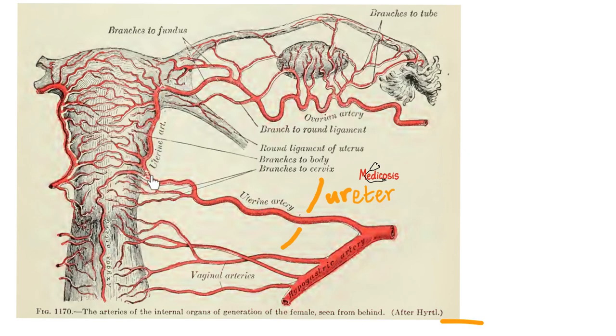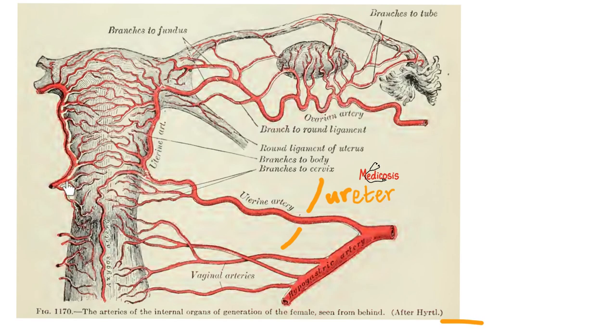This uterine artery will supply the upper vagina, the uterus, and the fallopian tubes, and it will end by anastomosing with the ovarian artery. Where did the ovarian artery come from? It came directly from the abdominal aorta. This is the gonadal artery.